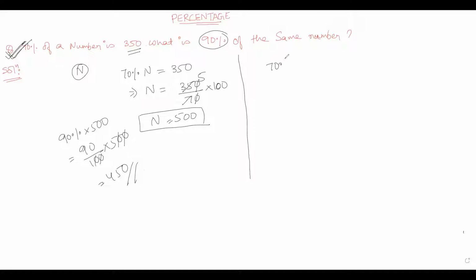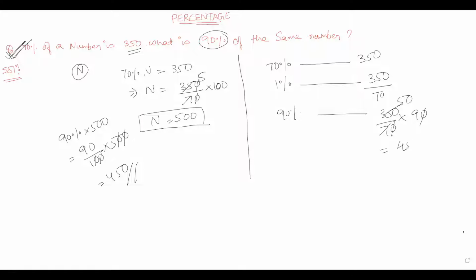We can say that 70% of the number is 350. So 1% of the same number would be 350 upon 70. So 90% of the same number would be 350 upon 70 times 90. So this is 50 times 9, which is 450. In the first approach, we need to find the number n and then calculate 90%. But we don't have to do that if we simply use this unitary method: 70% is 350, so 90% would be 350 upon 70 times 90, which is 450.